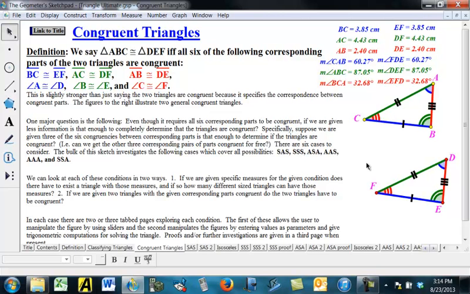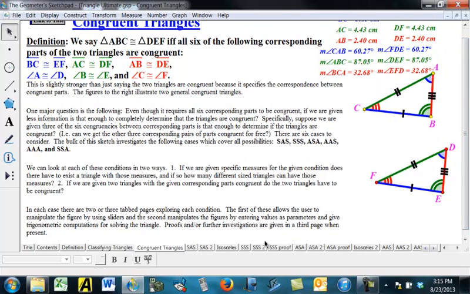The other way to look at this question is if we're given two triangles, like these two triangles, and we know certain pairs of information match up, then is that enough to conclude that the rest of it has to match up with equal measures so that the two triangles are congruent? So, in this sketch, we have tabbed pages for each of these.